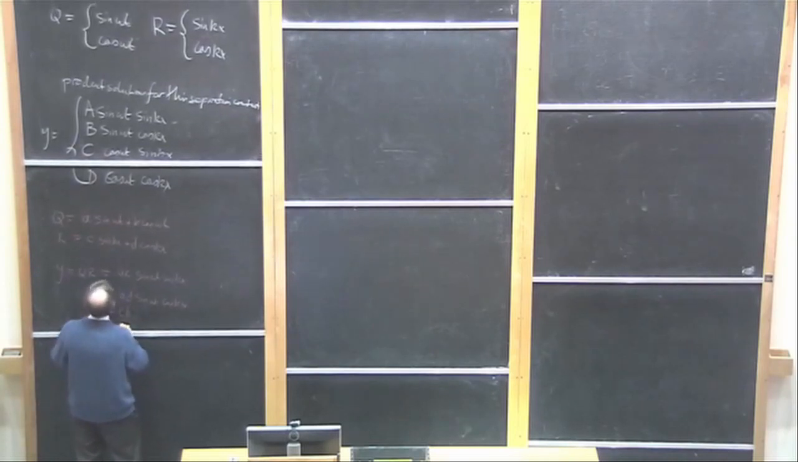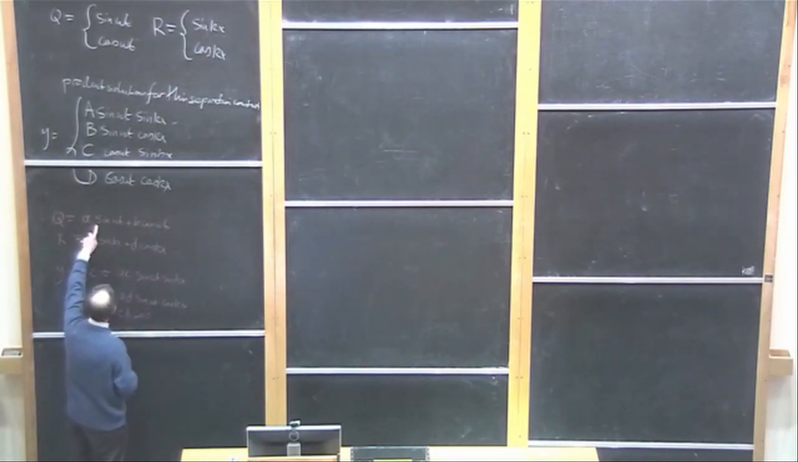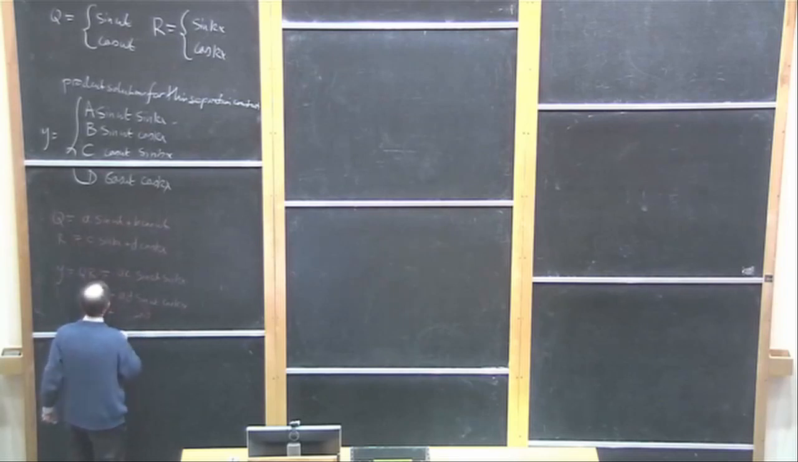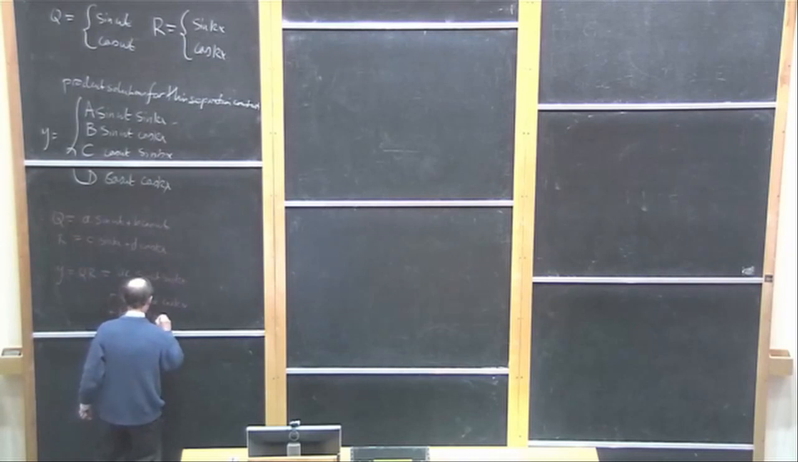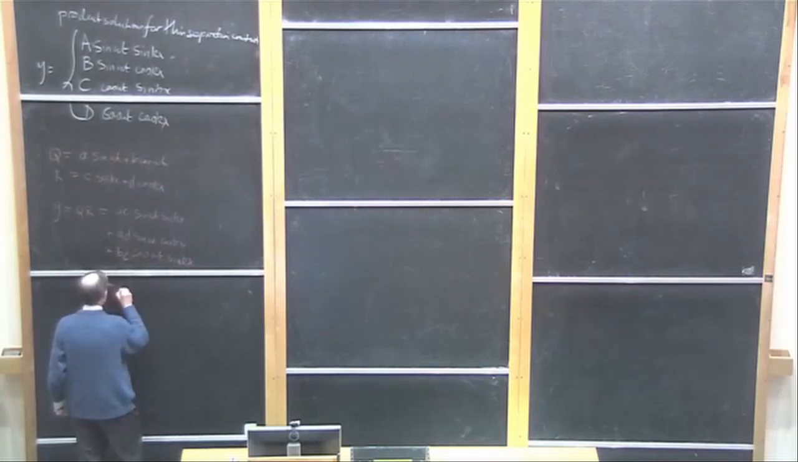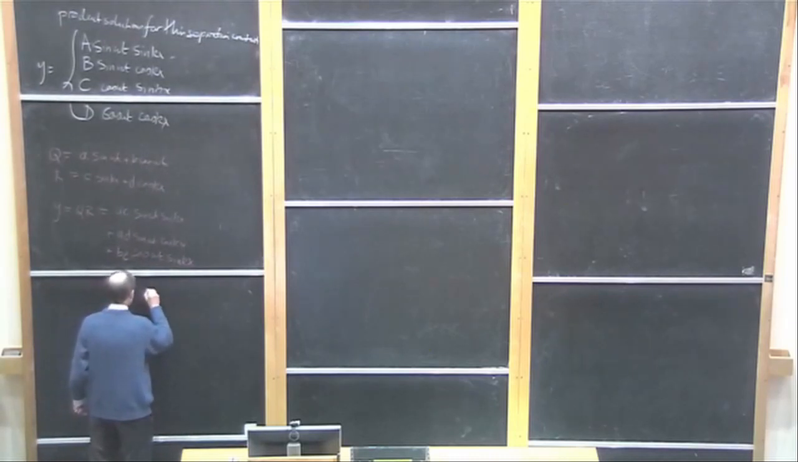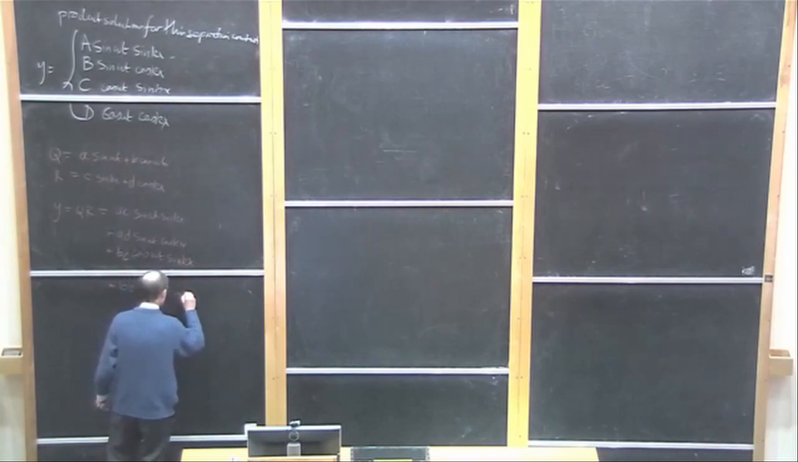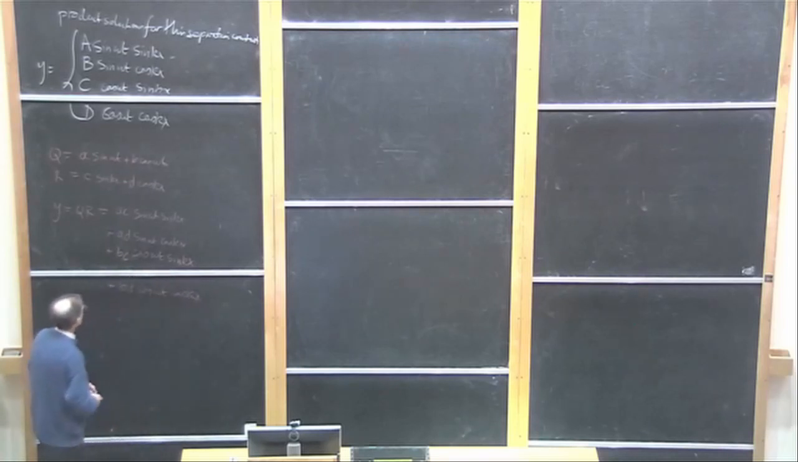Something's gone wrong. Wait a minute. So this must be BC cos omega t sine kx plus BD cos omega t cos kx. What's wrong with that?